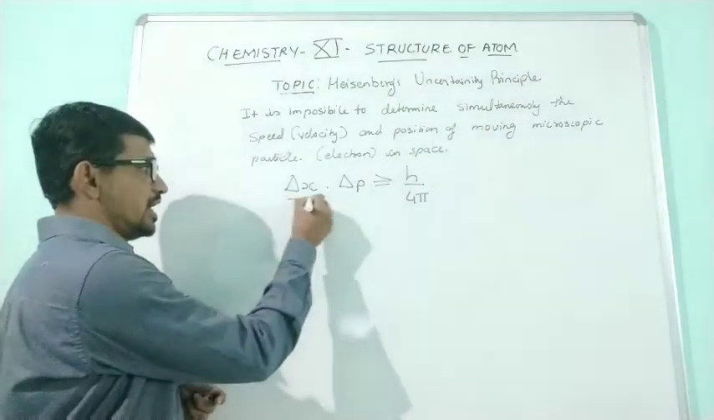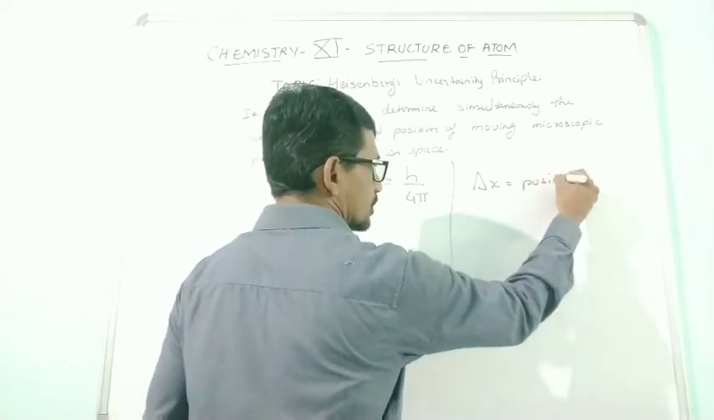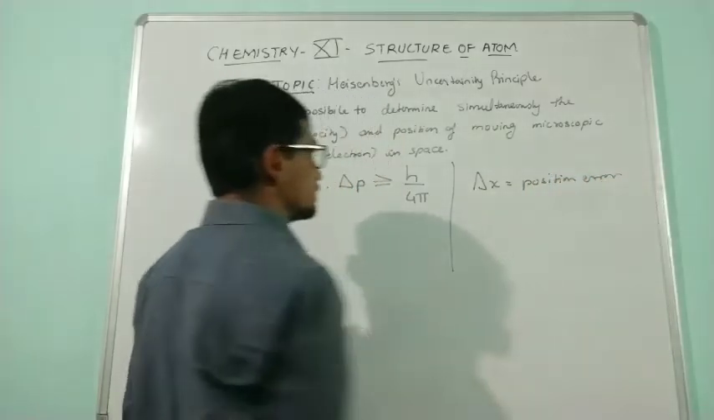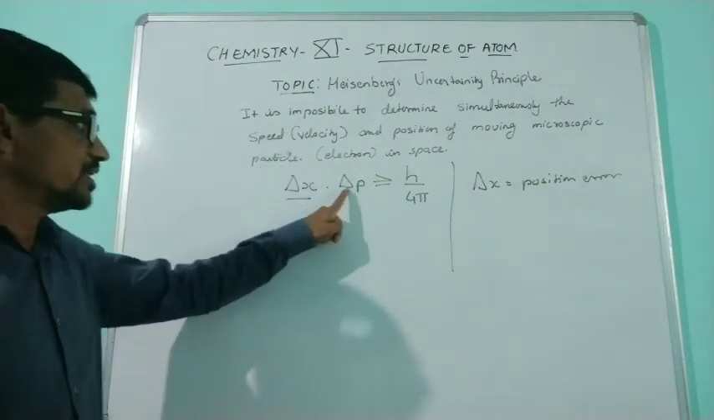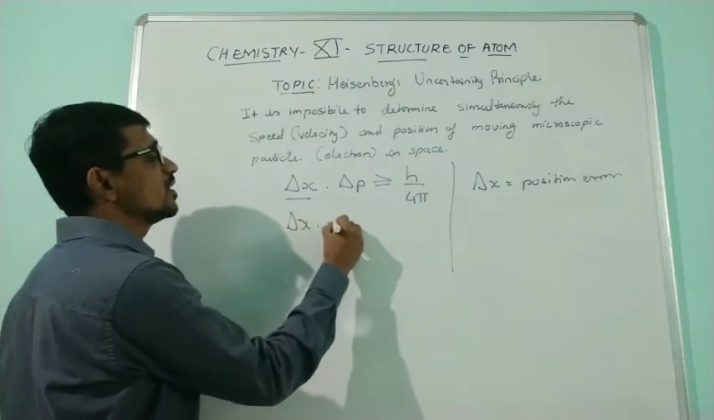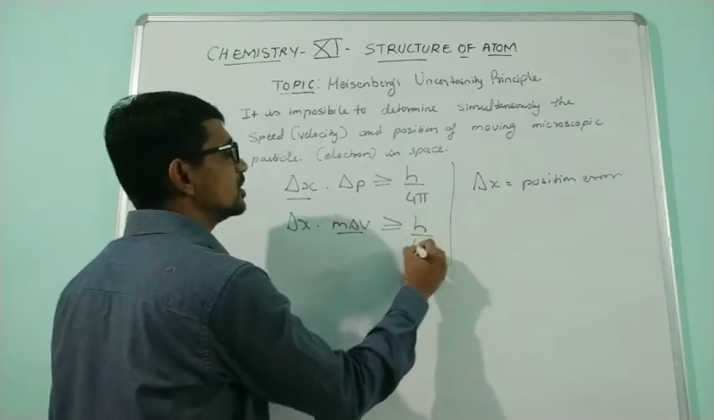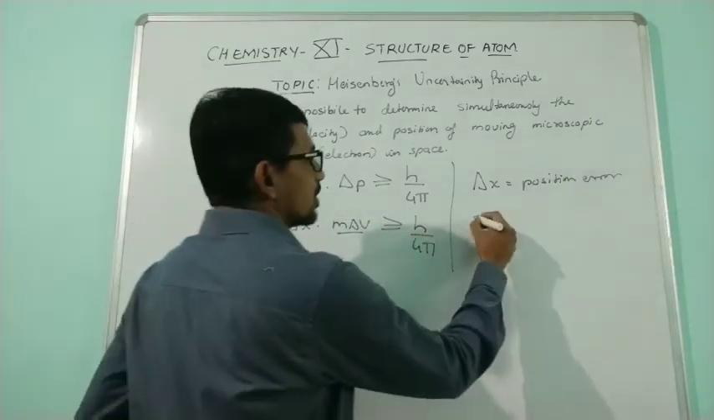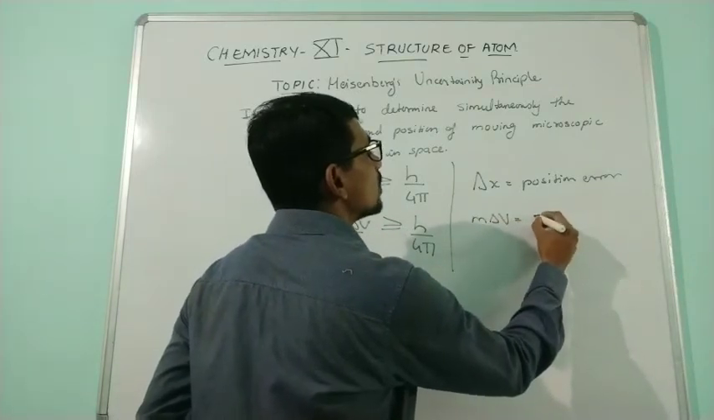So this Δx is the error in position. And second is the speed or velocity, that is Δp. Δp we can write as mΔv. So Δx into Δp is greater than or equal to h upon 4π. Here mΔv is equal to the momentum error.